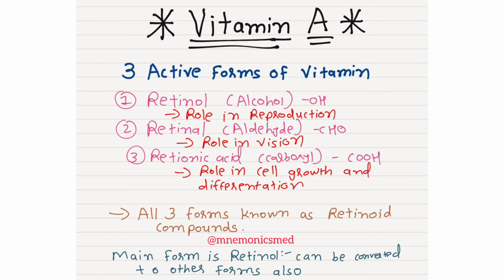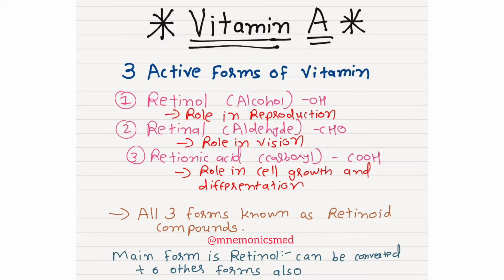Today we will learn about vitamin A. There are three active forms of the vitamin: retinol, retinal and retinoic acid. Retinol is the alcohol form of vitamin A. Its main role is in reproduction.